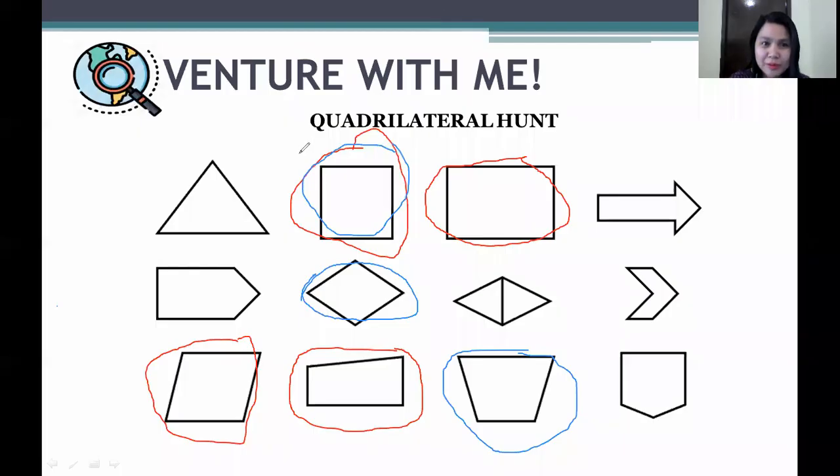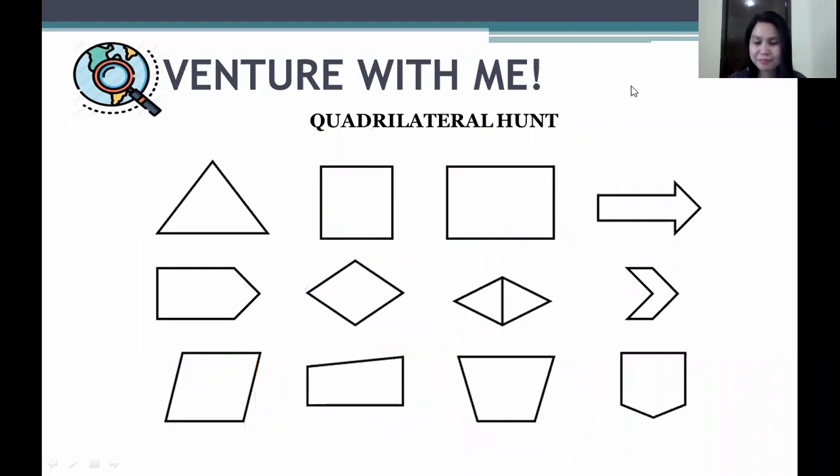Now, this was a quadrilateral, correct? The second is also good. Next, this one, yes. This one, and this one. Very good. So you see, I think you have a bird's eye view of what a quadrilateral is. Let me clear all of this. Let's go to the next slide.